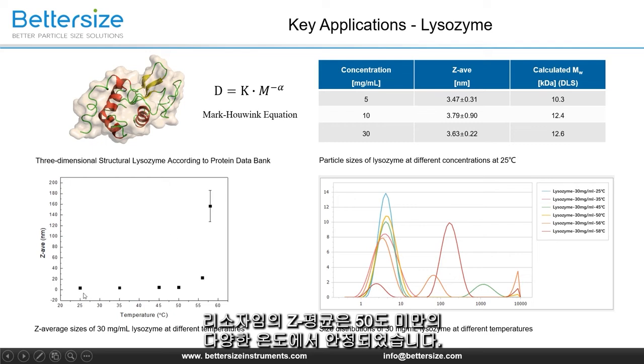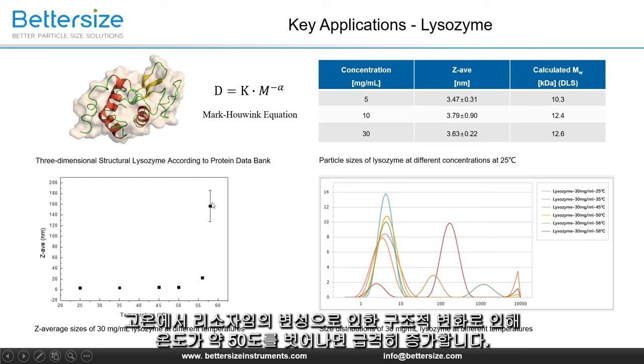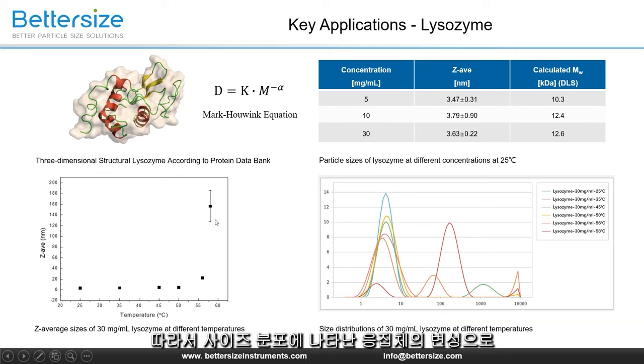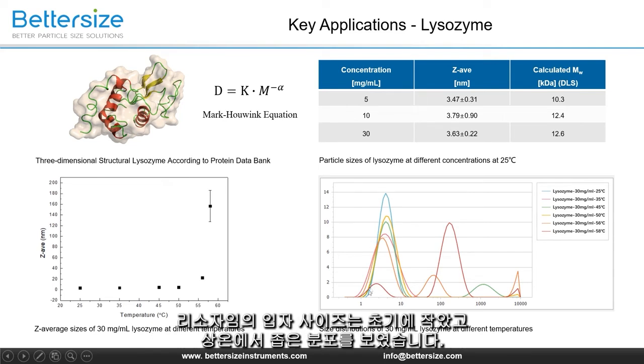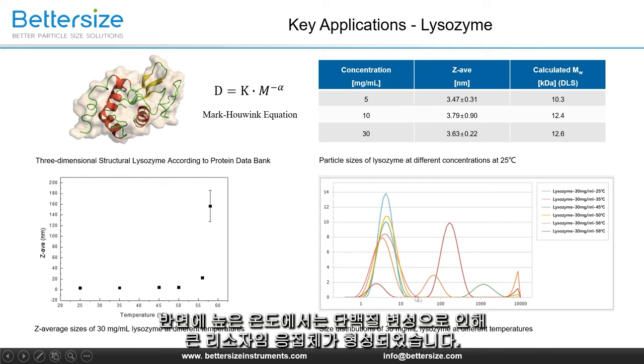The Z-average mean of lysosome was stable at various temperatures below 50 degrees, while they increased dramatically when temperature exceeded 50 degrees due to a structural change caused by the denaturation of lysosome at high temperature, and consequently the generation of aggregates. As shown in the size distributions, the particle size of lysosome was initially small and had a narrow distribution at room temperature, whereas large lysosome aggregates were formed due to protein denaturation at high temperatures.